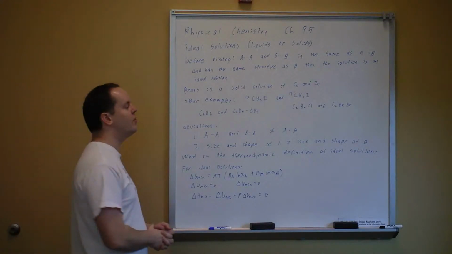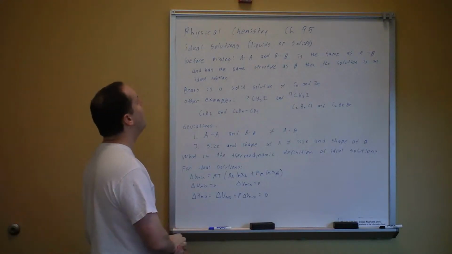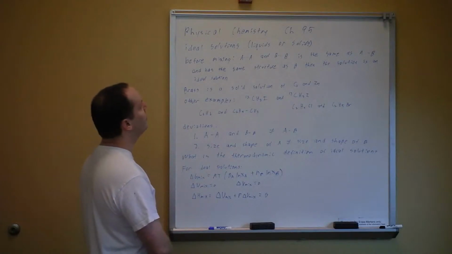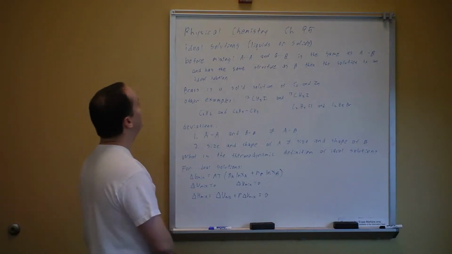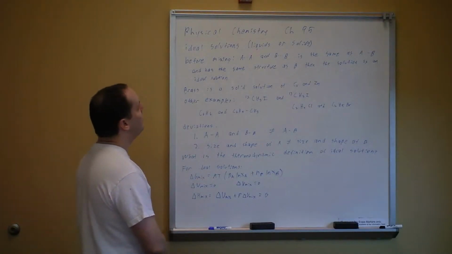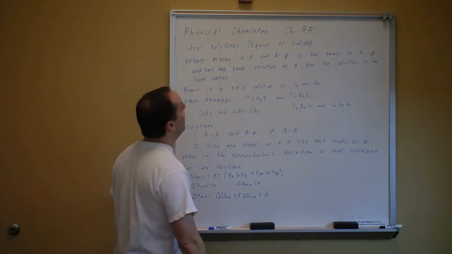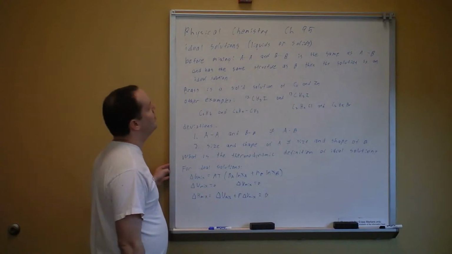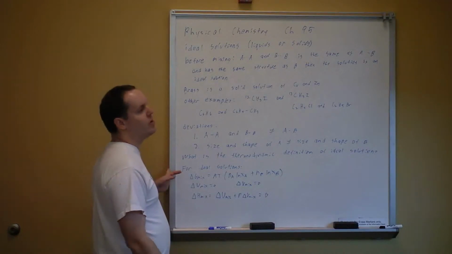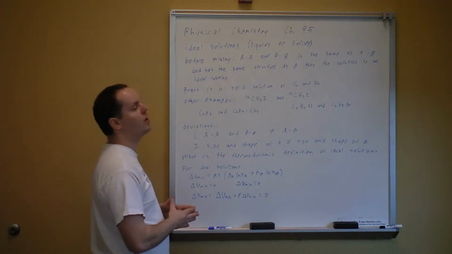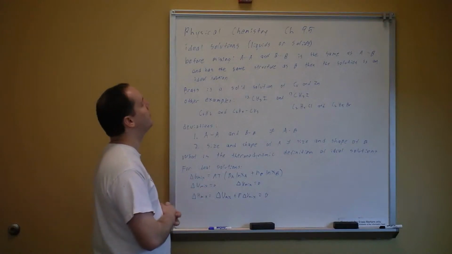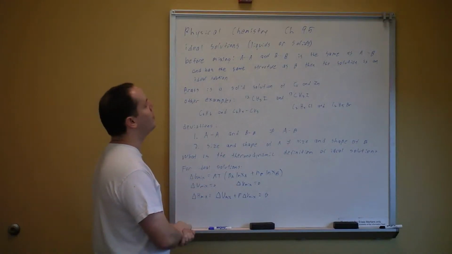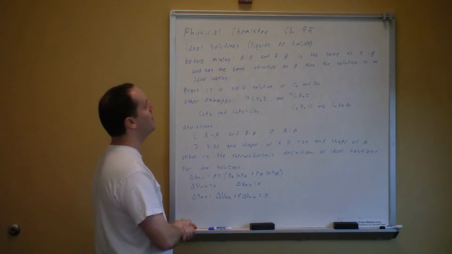Okay, this is physical chemistry, chapter 9. We're in section 5 right now. We're going to talk about ideal solutions in the liquid or solid phases. Now, before mixing, let's say we have substance A and B. So A and A are going to have some type of molecular bond to each other, because we're not talking about a gas, we're talking about a liquid or solid, so there'll be intermolecular forces. And likewise, there'll be intermolecular forces between B and B.